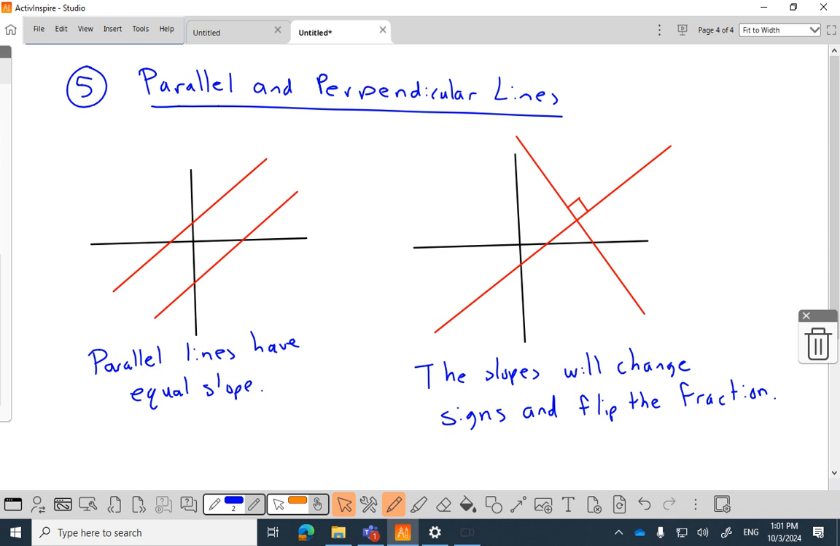Slopes will change signs and flip the fractions. Let me show you an example. If this slope was 3/4, what would this slope be? 4/3, but also negative. This one's going up, that one's got to be going down. That's simple.